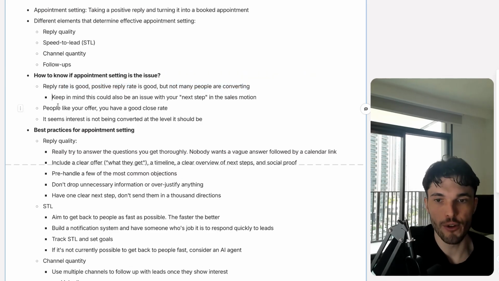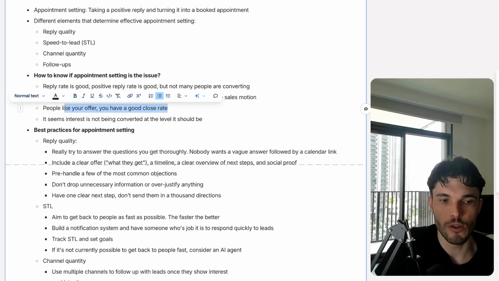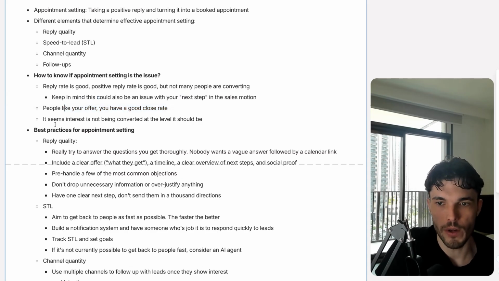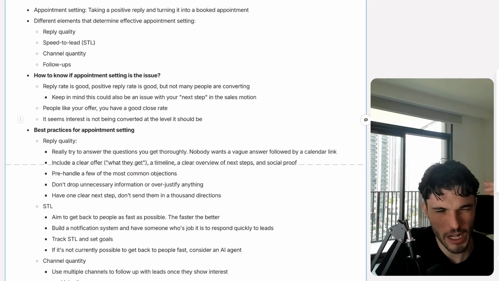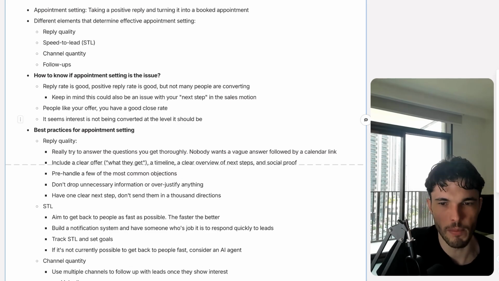Another thing is people like your offer and you have a good closing rate. So your offer works, but you're not getting appointments when you do cold outreach. Another thing is it seems interest is not being converted at the level it should be. So something seems off, right? We're getting all these responses, but people are not really booking in.